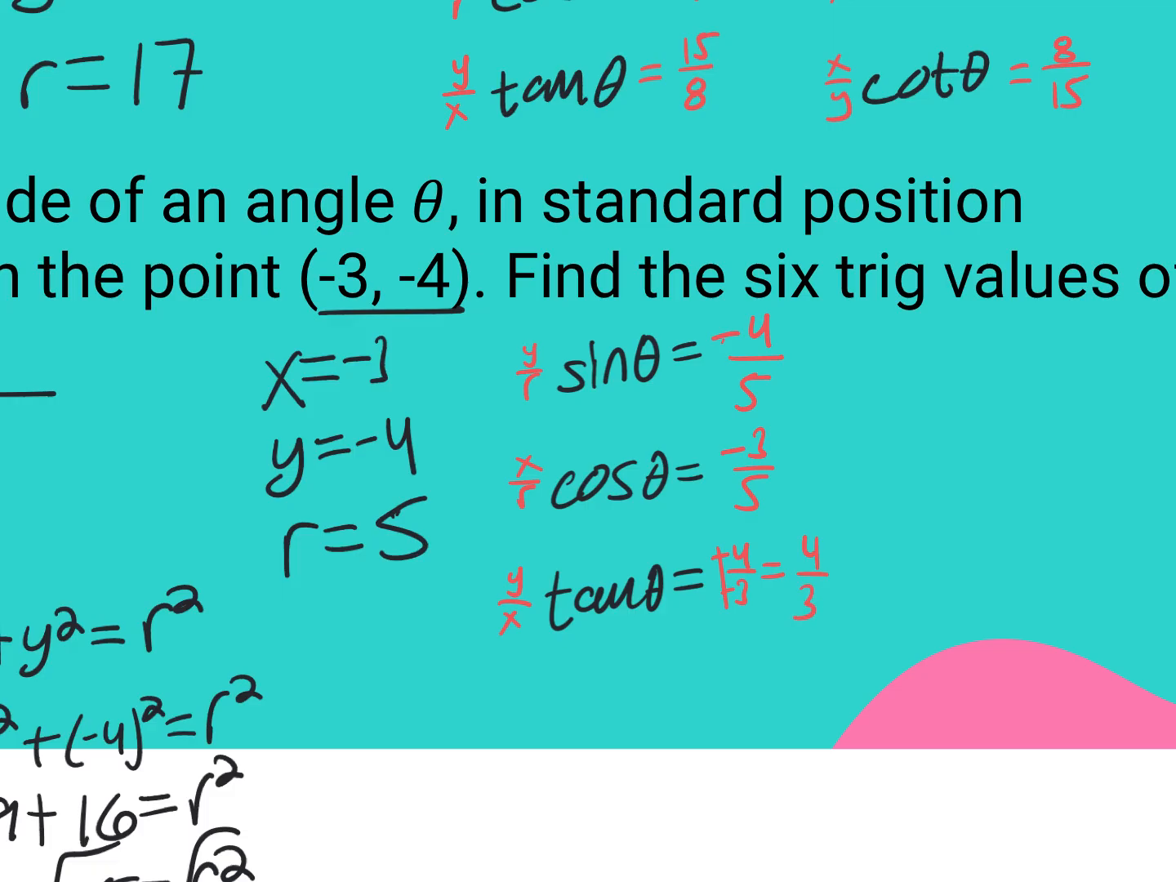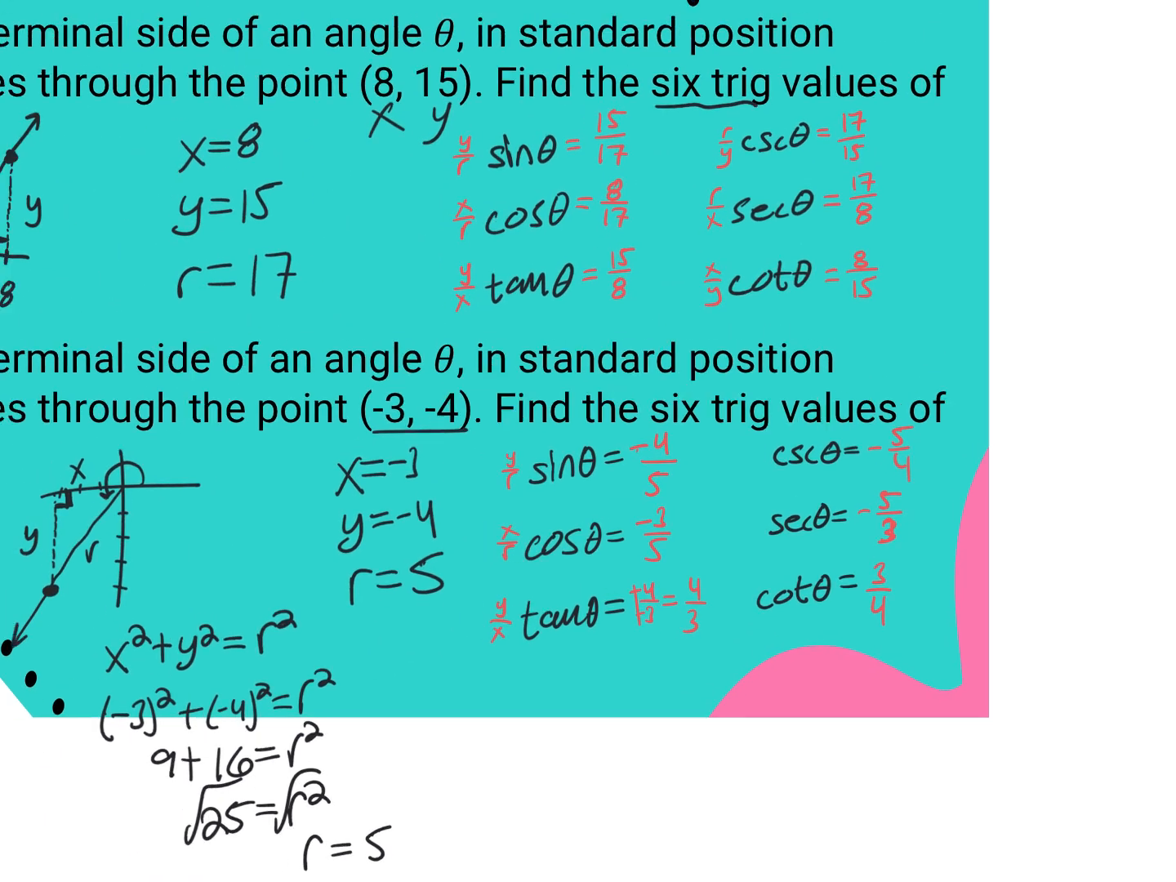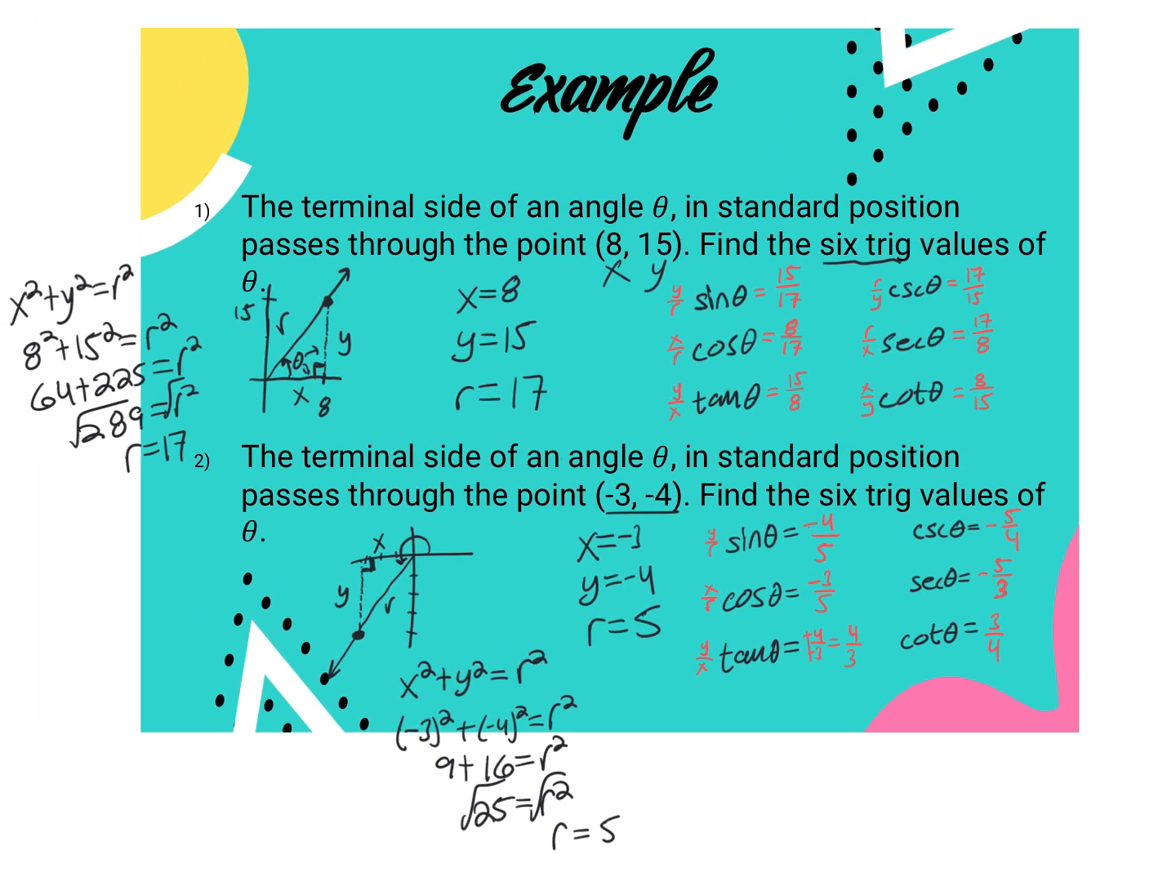And then to find your reciprocal functions, you can just flip them. So then I have cosecant is -5 over 4. We have secant is -3 over 5. I'm sorry, -5 over 3. And then cotangent is the reciprocal of tangent, so we can flip 4/3 and make it 3/4. All right, and those are the 6 trig values. A little bit of work, but hopefully nothing too crazy.